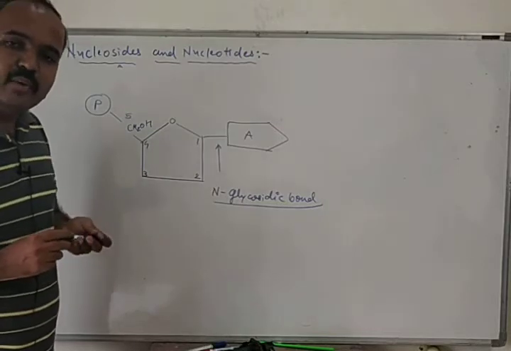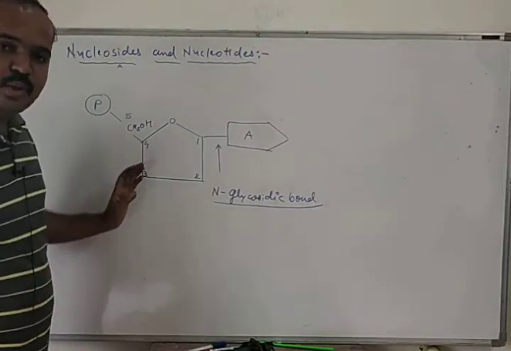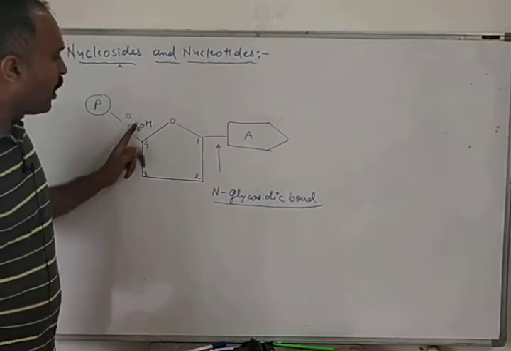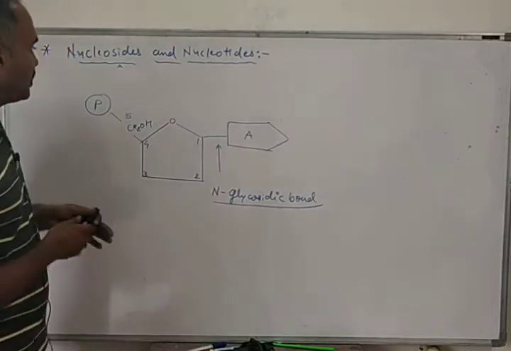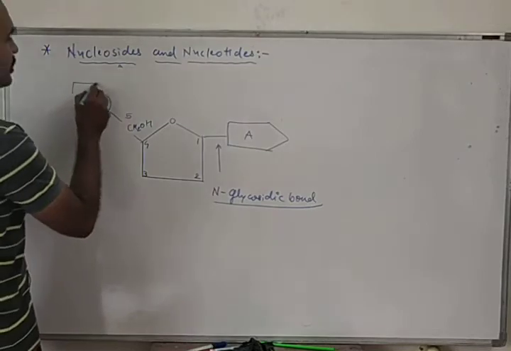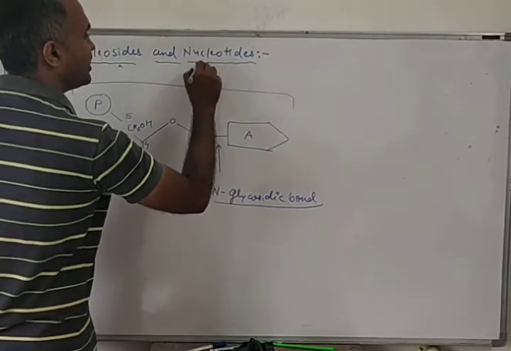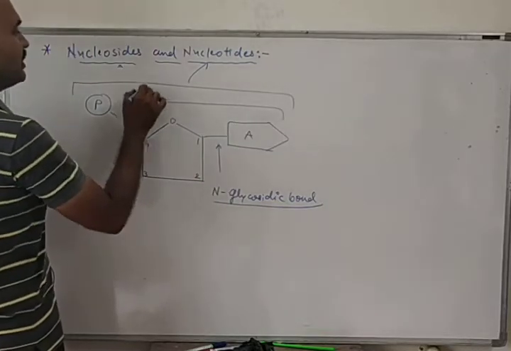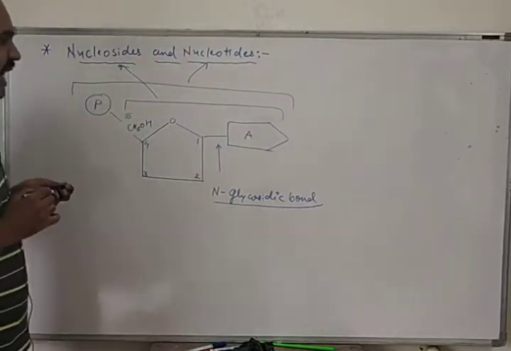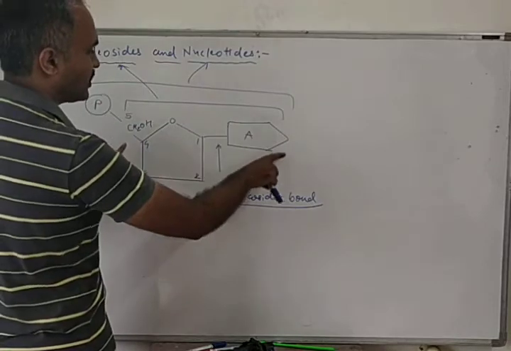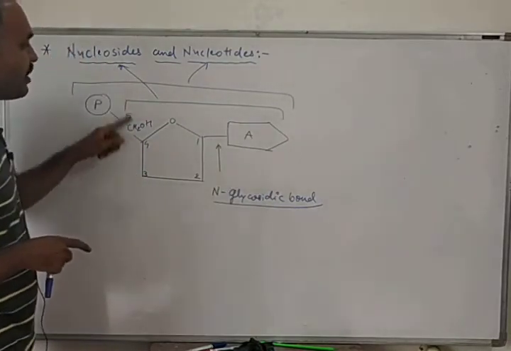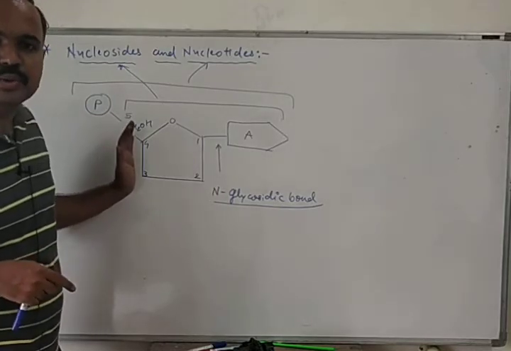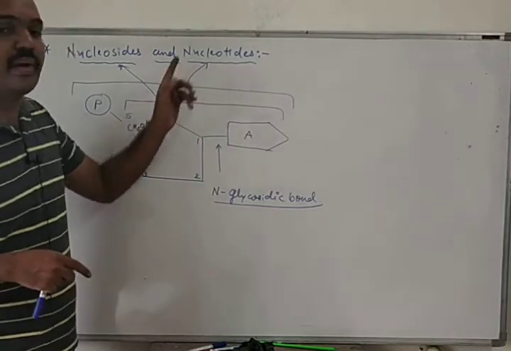Okay, so I am drawing only P. Actually it is HPO4. So we are adding HPO4 on the fifth position of this nucleoside. So this whole structure is known as nucleotide. This structure is known as nucleoside. Initially this much structure was there, which was known as nucleoside, but when we add an extra phosphate to the fifth position of the pentose sugar, then it is known as nucleotide.